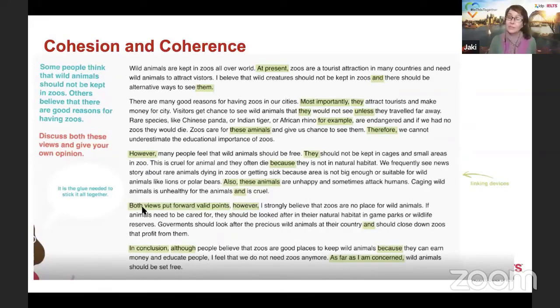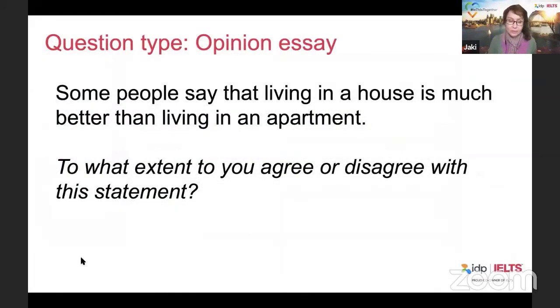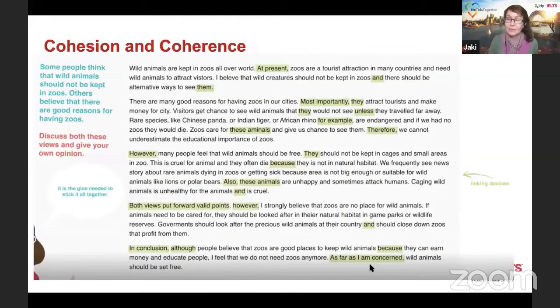So both views put forward valid points. So you can see in conclusion, although, so you can see that these linkers will guide the reader through nicely. So the linkers are good.